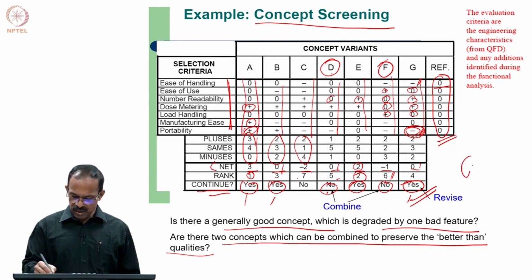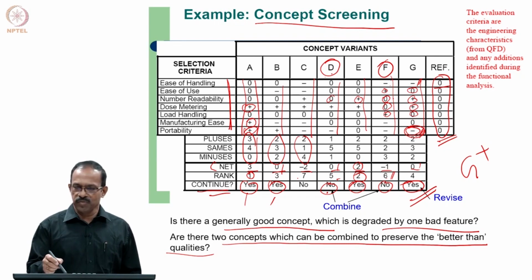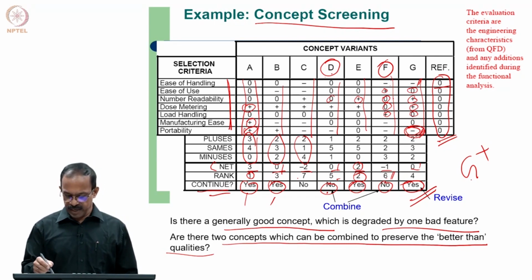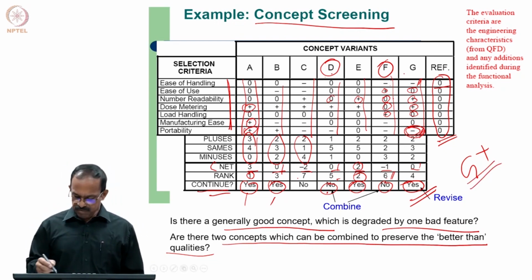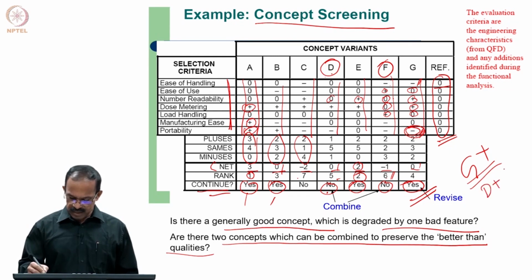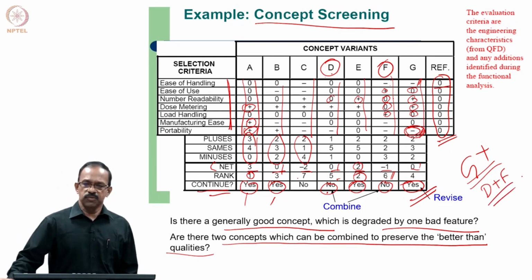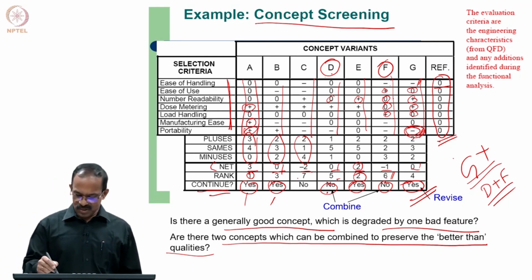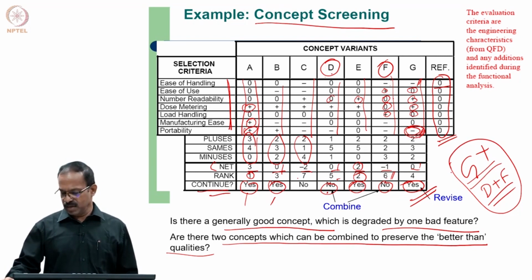So, we call this a new design, G plus, that is by addressing the portability issue of G, we are actually addressing the ease of handling issue also. So, you get a new concept G plus. Similarly, by combining D and F, we may get a new concept. So, we call it D plus F. This way you will be getting 2 new concepts, G plus and D plus F.